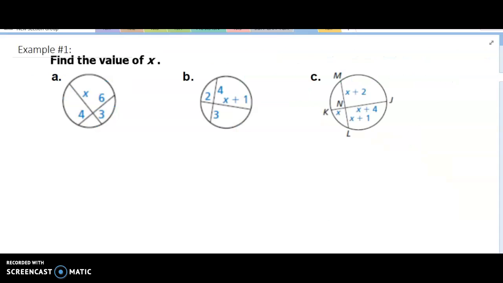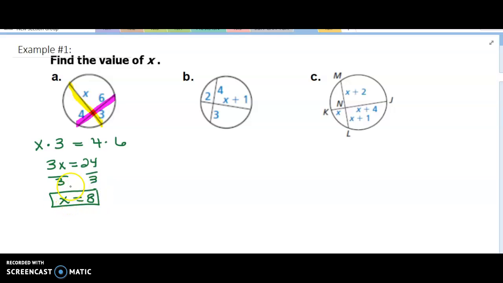Okay, let's do an example. Here, I'll highlight the same segment the same color. So the two pieces of the yellow segment multiplied together are going to equal the two pieces of the purple segment multiplied together. So I can say x times 3 equals 4 times 6, or just 3x equals 24. X then has to be 8. Easy as that.